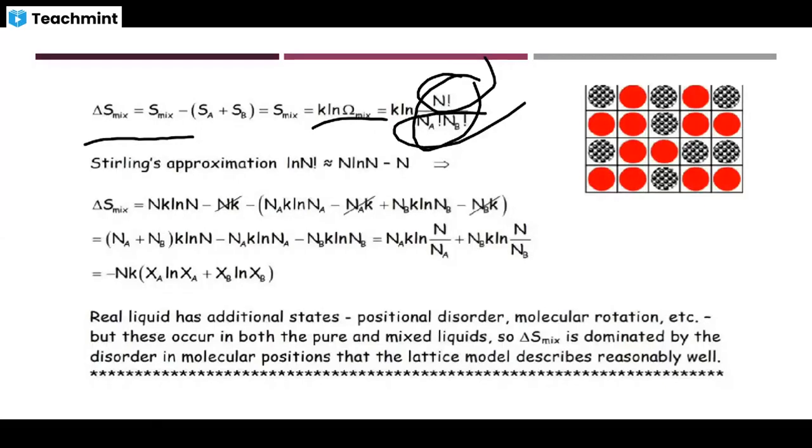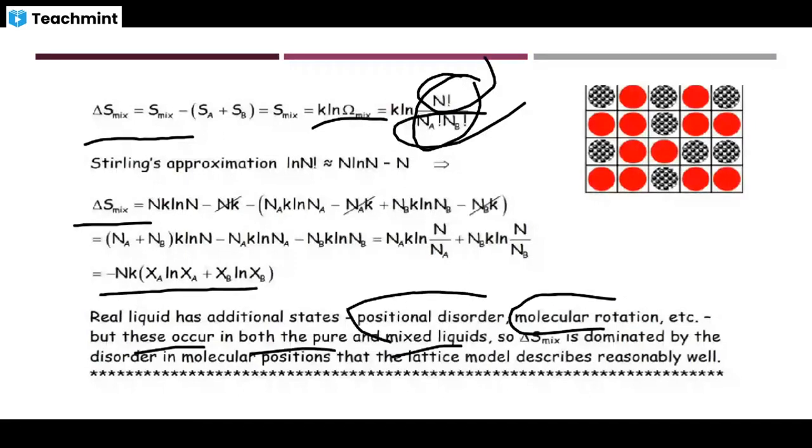Then delta G mixing is delta H mixing minus T delta S mixing. Simplify it, and you get the answer. Real liquids have additional states like positional disorder, molecular rotation, etc. But these occur both in the pure and mixed liquid, so it is the same in the pure and mixed state. Before mixing also it is the same. The disorder is the same, the molecular rotation is the same. So delta S mixing does not change very much. It is only dominated by the molecular position.